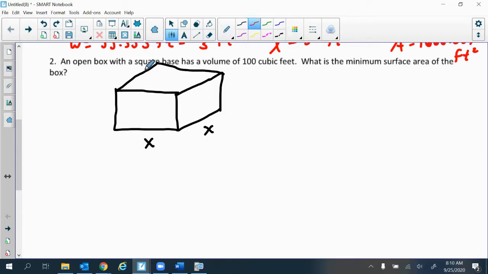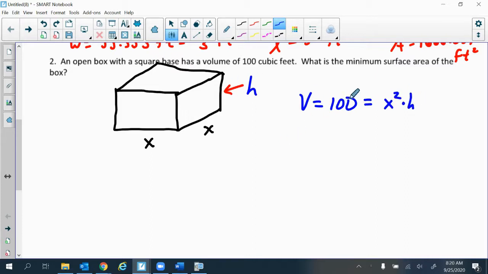Also note that this top is not really there. It's an open top. So I only have 5 sides to this box. So it has a square base. The only thing I don't know is how tall this is. So in order to find out how tall this is, I'm going to replace this with h. And so I know that the volume, which is 100 cubic feet, is equal to x squared times h.